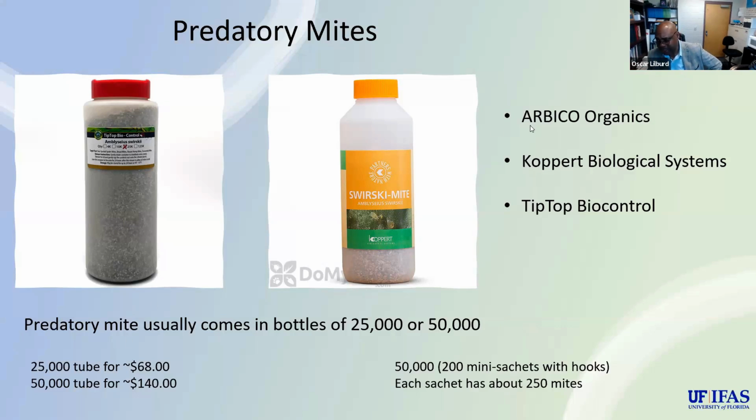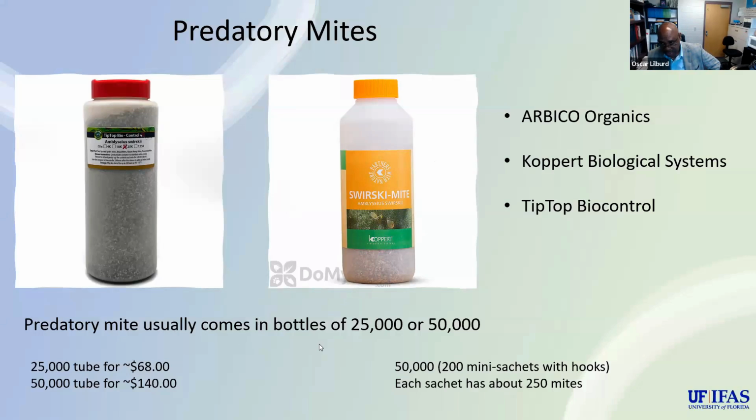These are some suppliers where you can get Amblyseius swirskii: eOrganics, Corporate Biological Systems, and also Tip-Top Biocontrol. All of these companies do have Amblyseius swirskii for whitefly control. So far, based on all of the predatory mites that we have looked at, it appears as if Amblyseius swirskii offers the best potential.